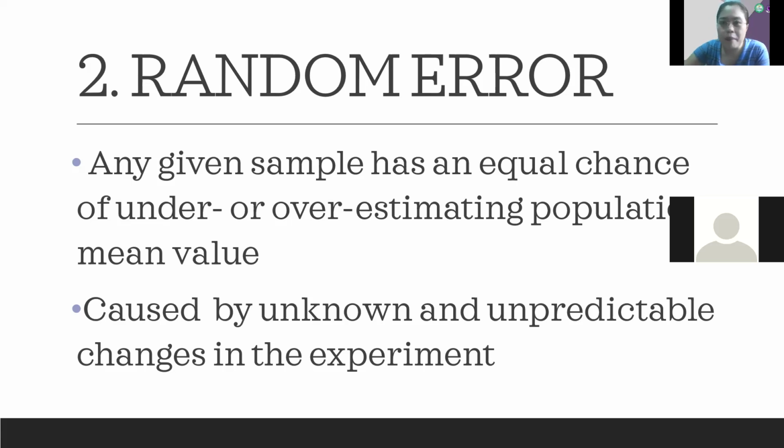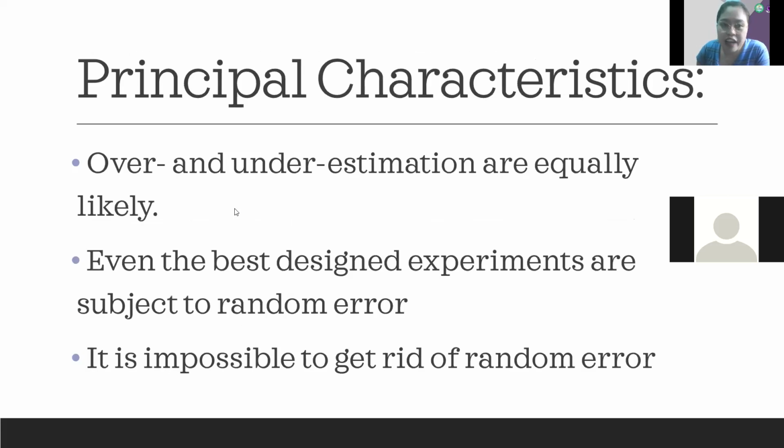So not all the members of the population will be included. However, even if we review our procedure, we calibrate our instruments, this random error is most likely unknown and unpredictable. And we cannot really see that ahead of time. So meron talagang rooms for errors yan. Now, principal characteristics of a random error, most likely there will be an equal chance of over and under estimation.